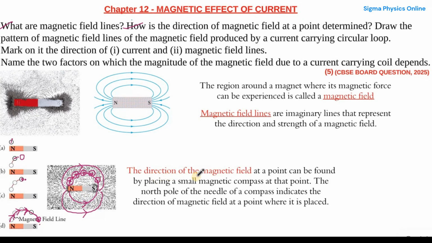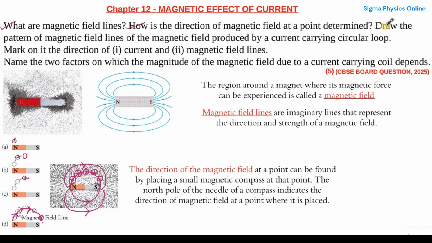This answer can be written as, the direction of magnetic field at a point can be found by placing a small magnetic compass at that point. The north pole of the needle of the compass indicates the direction of magnetic field at the point where it is placed. So this answers your second question.